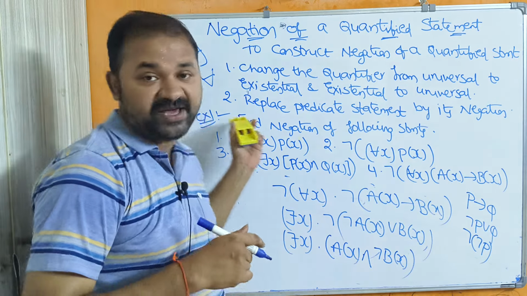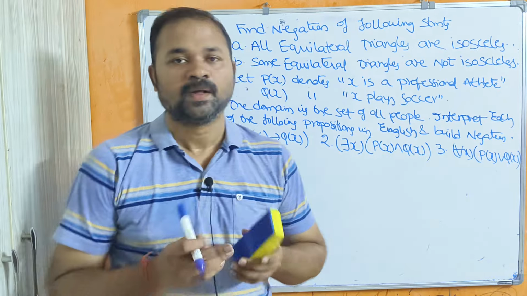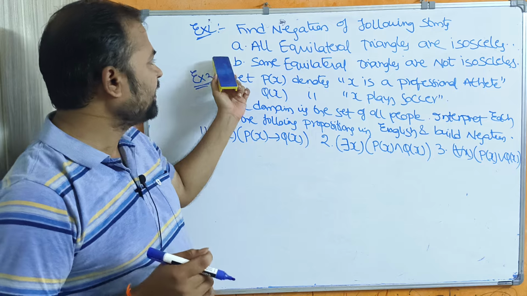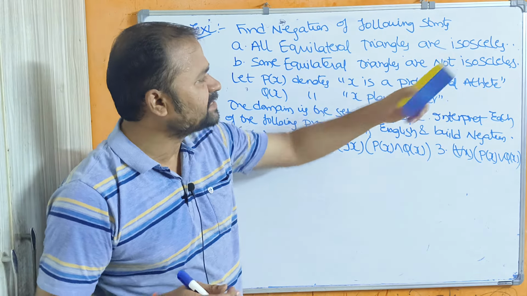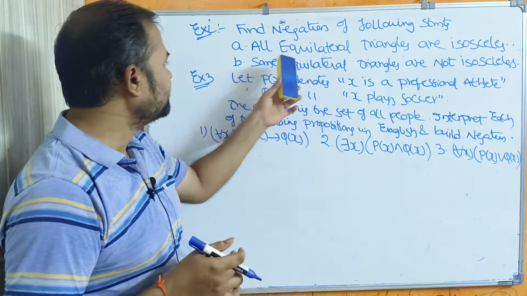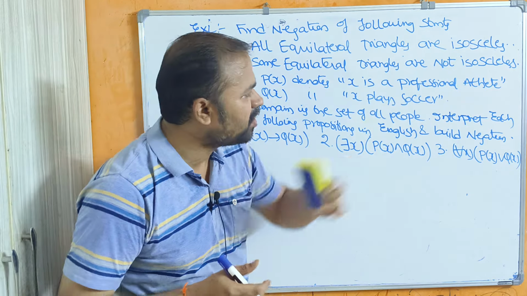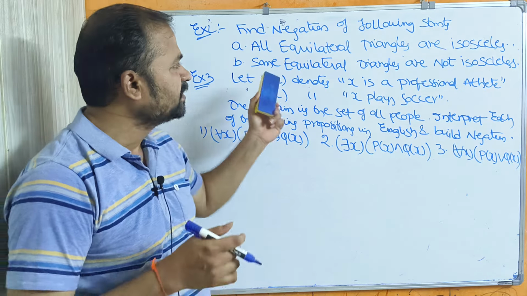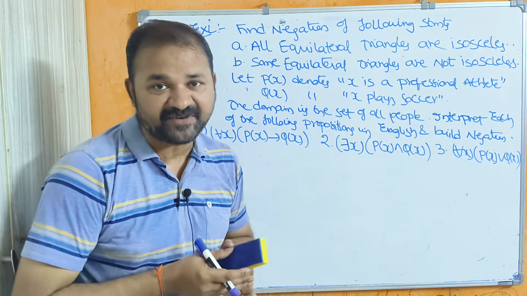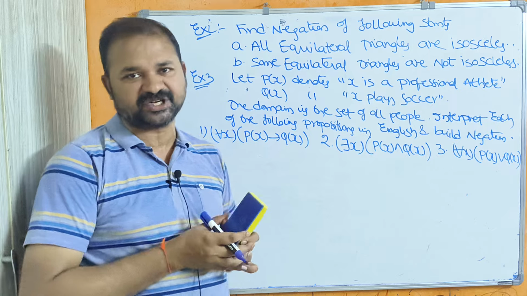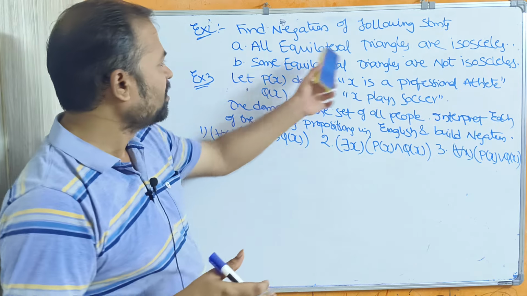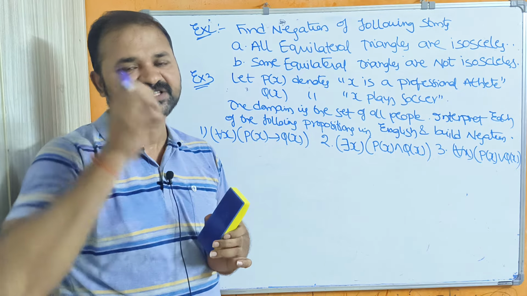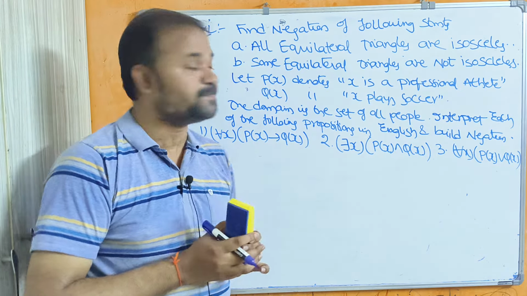Likewise, we are going to solve two more examples on this. Now let's see the second example. Find the negation of the following statements. A: All equilateral triangles are isosceles. B: Some equilateral triangles are not isosceles. First we have to represent these statements in symbolic form with the help of the quantifiers, and after that we have to do the negation. Directly we can't perform the negation, like saying all equilateral triangles are not isosceles. So first we have to represent these statements in symbolic notation.